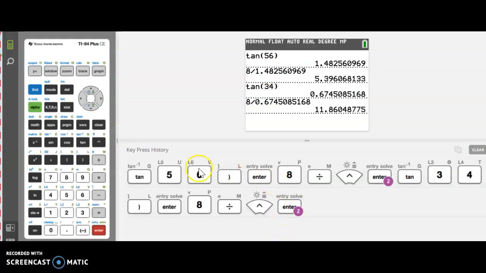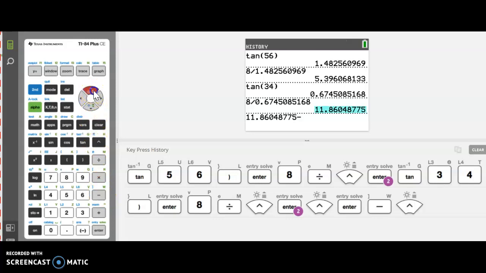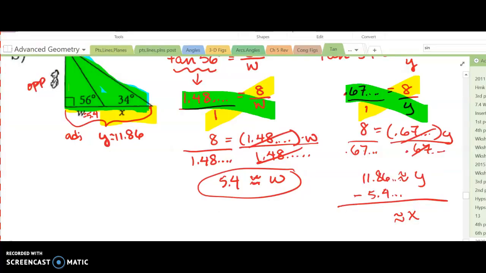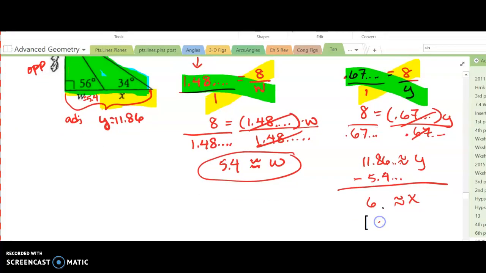So here's what I'm going to do. I'm going to take that 11.86 number, and then I'm going to subtract the 5.39 number. That was what 5.4 was before we rounded it. So you can arrow all the way up and subtract that one, and I get 6.5 for my answer.